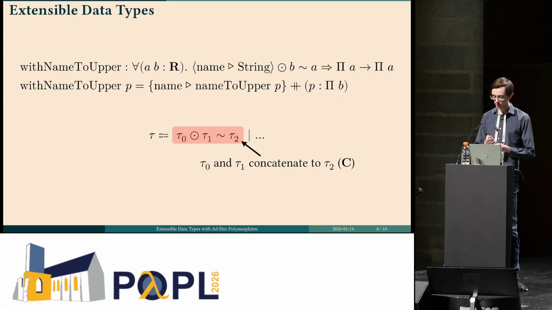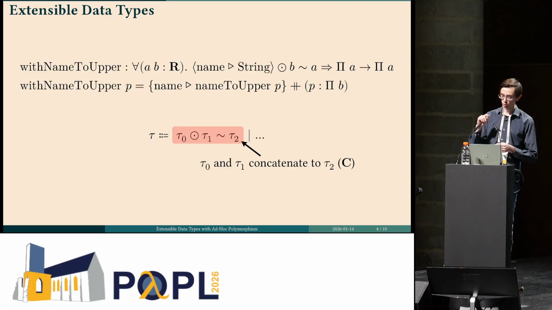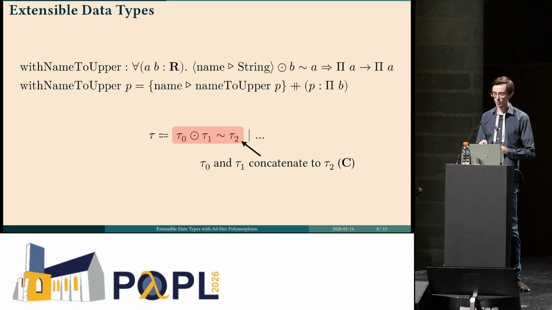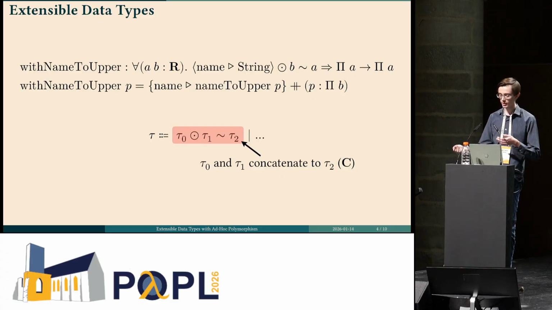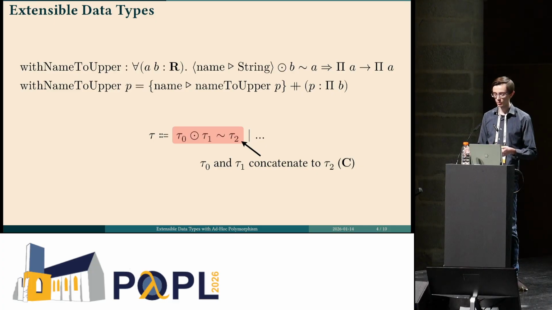So now, because this constraint holds, on the term level, we can use this plus plus concatenation operator to combine the record with just the name field here together with P after it's been annotated with the type that just has the fields from B. And this annotation of P here in the body is also justified by the fact that this constraint holds, because if name and B concatenate to A, then we can just discard the name field to convert P to a record of B.